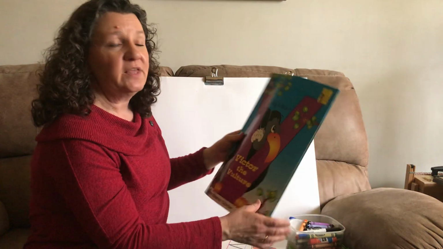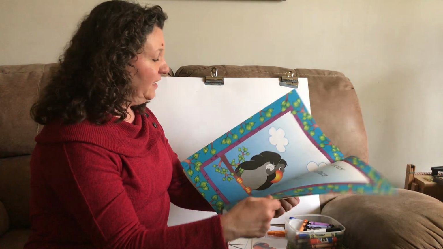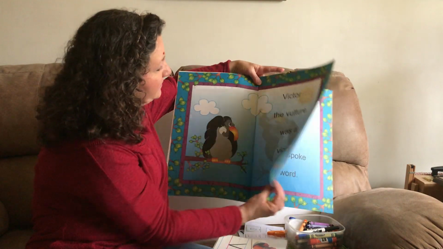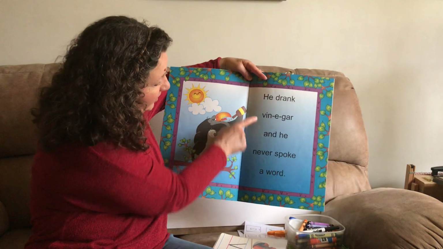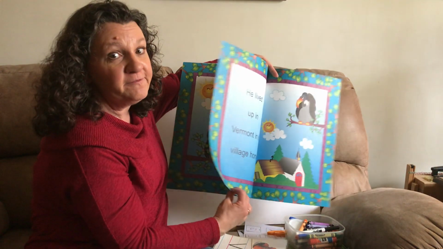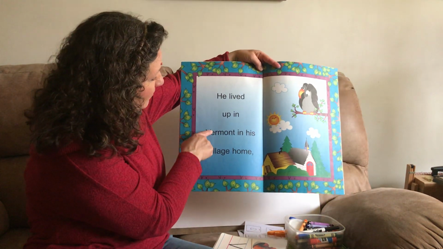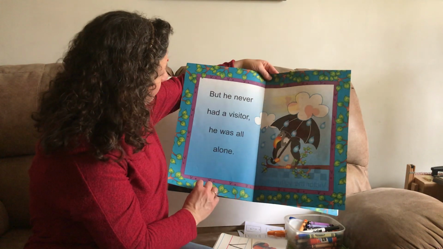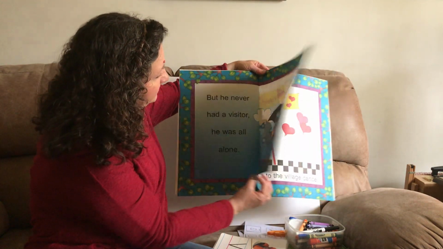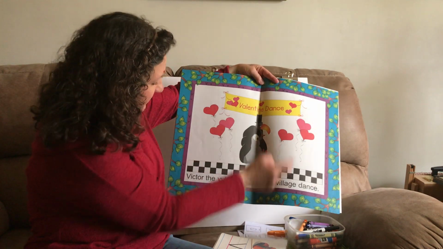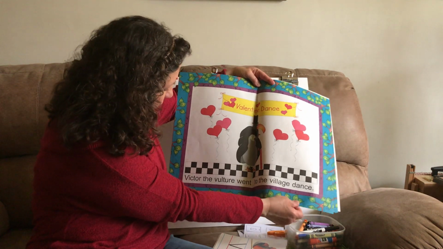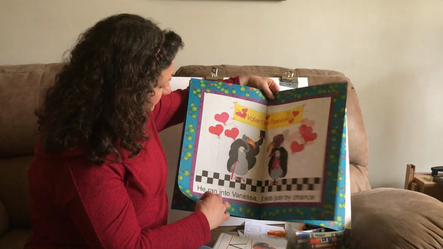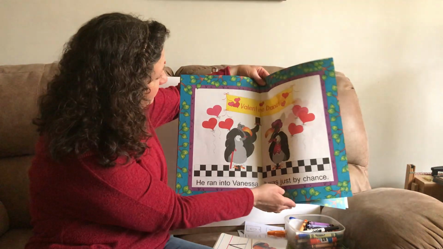So here we have lots of things that begin with the letter V. We have Victor, and Vulture, and Vicious, Vinegar, listen for the V sound, Vermont, Village, Visitor, Valentine, Vulture, Village, Victor, Vanessa.